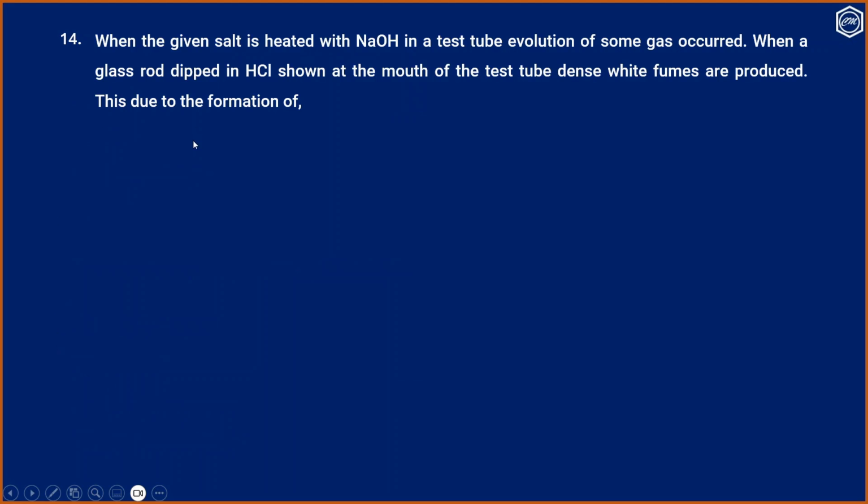Question 14. When the given salt is heated with sodium hydroxide in a test tube, evolution of some gas occurred. When a glass rod dipped in HCl is shown at the mouth of the test tube, dense white fumes are produced. This is due to the formation of 1) NH4OH, 2) NH4Cl, 3) NH3, 4) none of the above. And it is due to the formation of gaseous ammonium chloride.